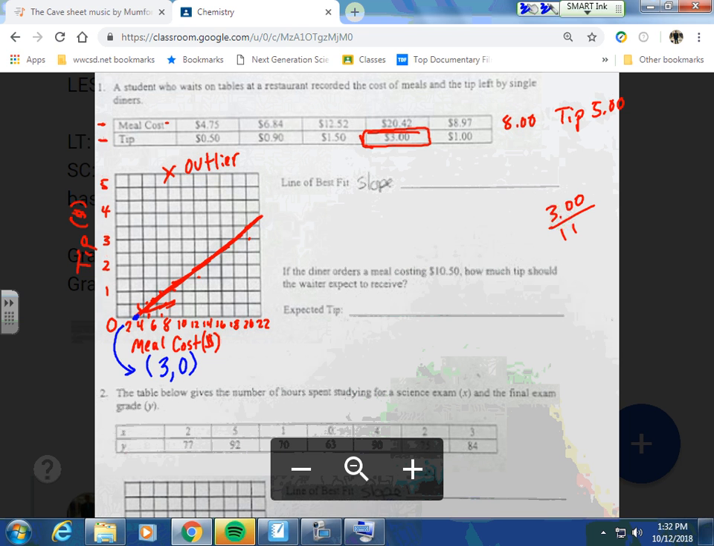And then I'm going to continue along the line. I'm going to look for another intersection that it hits. Now, is it possible that your best fit line is different than mine?